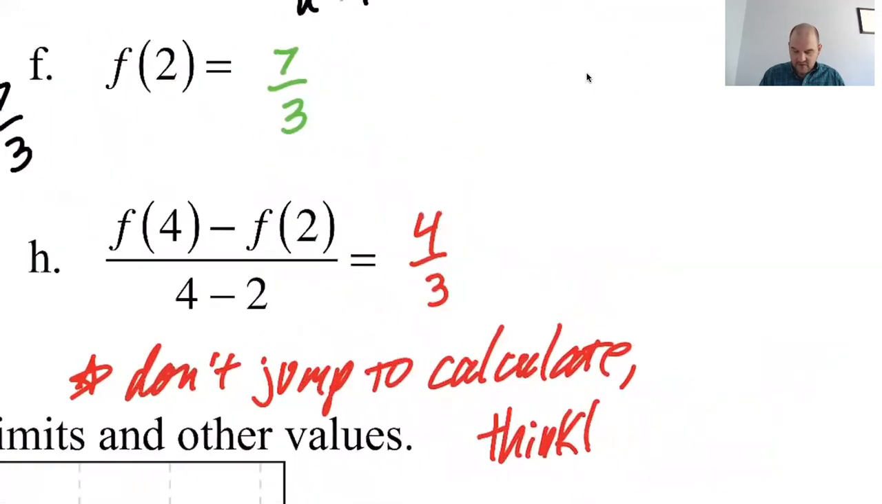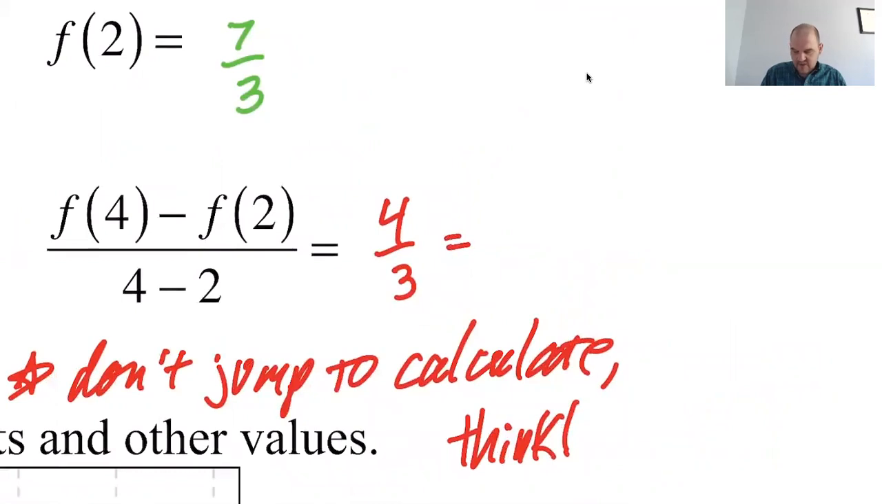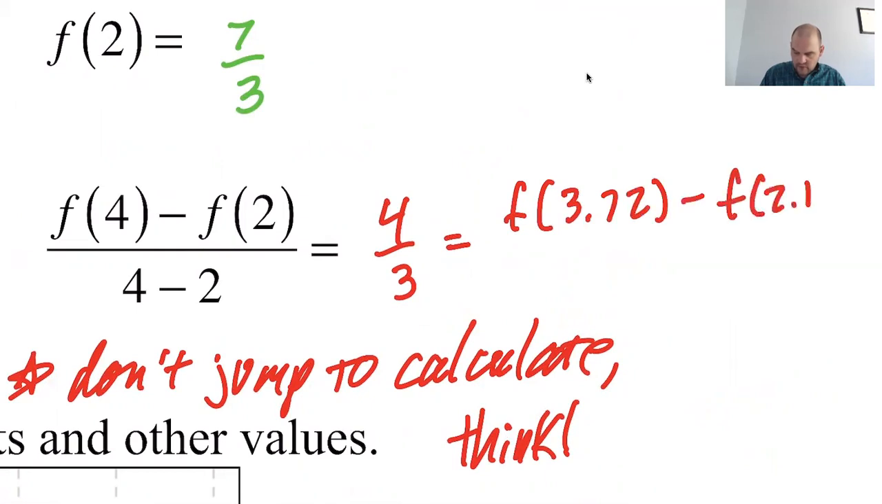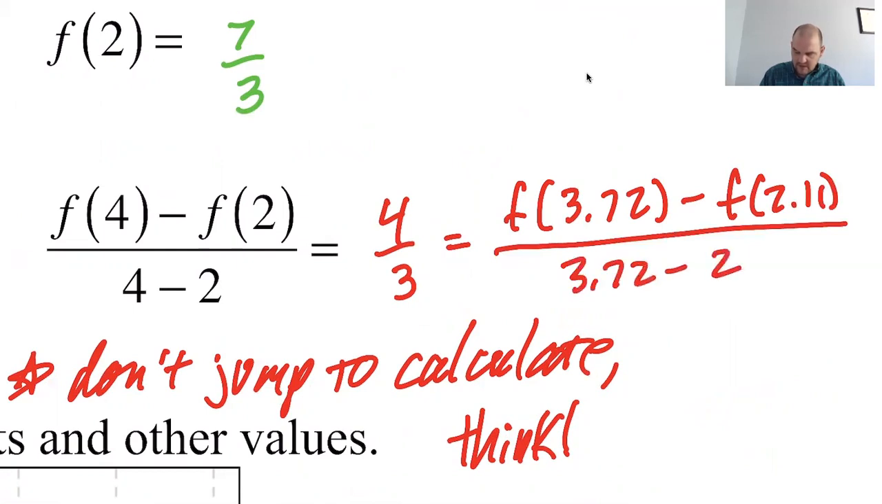So this answer that we got is exactly the same as maybe f of 3.72 minus f of 2.11 over 3.72 minus 2.11. Would you want to calculate that? Would you want to plug those into the line, get the values, do your subtractions, divide? You're just going to get 4/3, because a line has a constant slope, so any 2 points on that line are always going to give you the same thing. So think before you actually just jump in and start calculating.